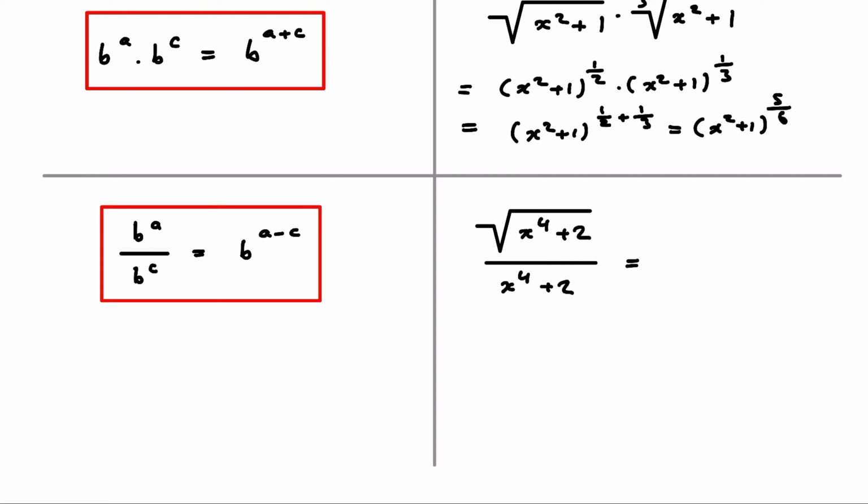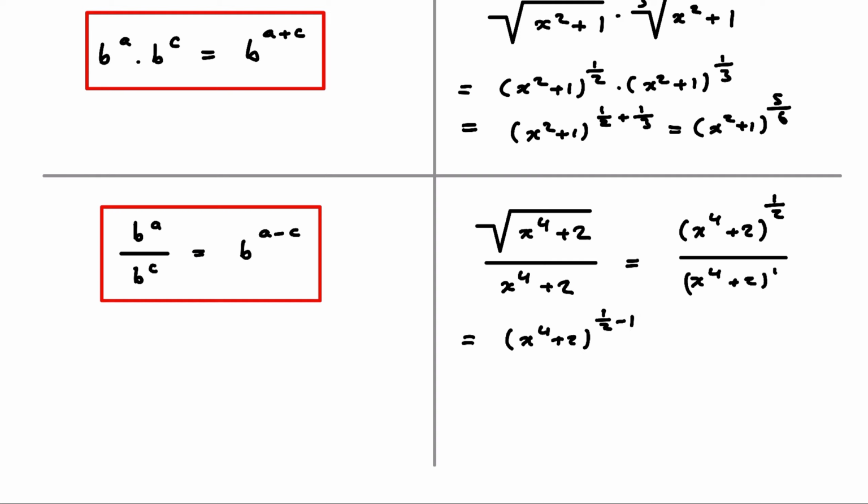Okay, let's write this out very carefully again. This is x to the 4 plus 2 to the power of half by definition, divided by x to the 4 plus 2 to the power 1 by definition. Now this is exactly the correct format, so this is equal to what? This would be equal to x to the 4 plus 2 to the power of half minus 1. So that would come out as what? x to the 4 plus 2 to the minus a half.